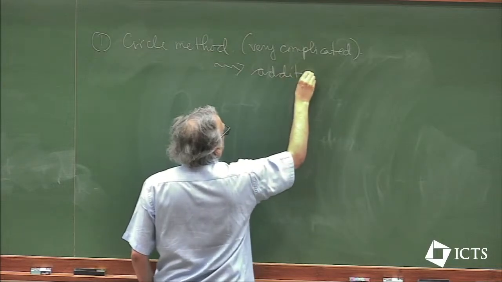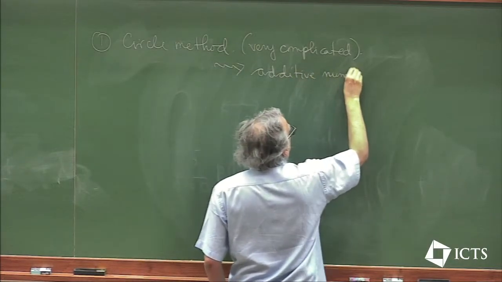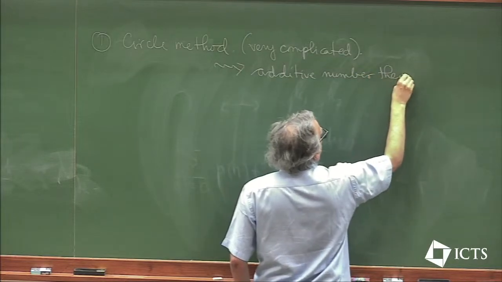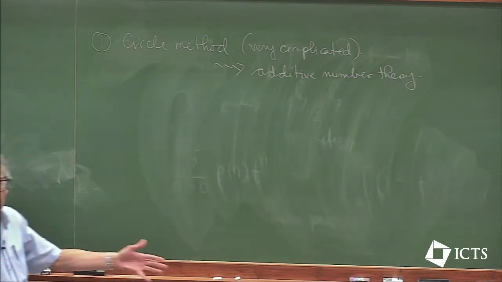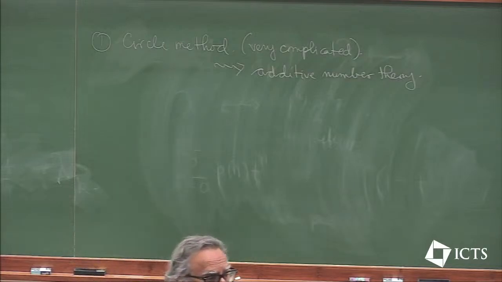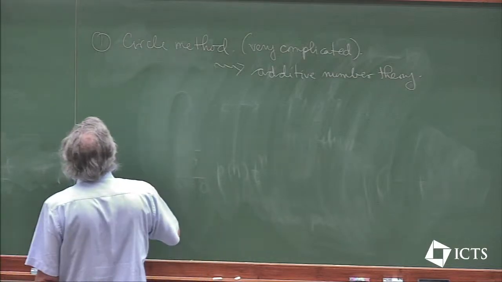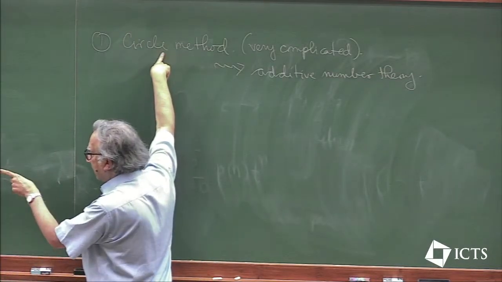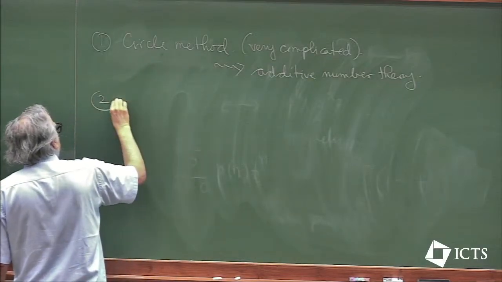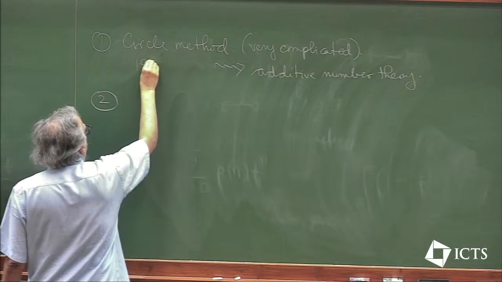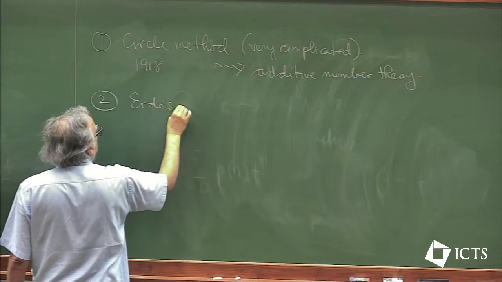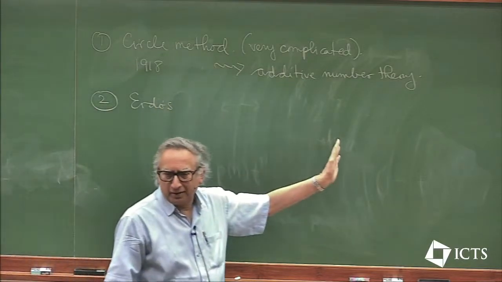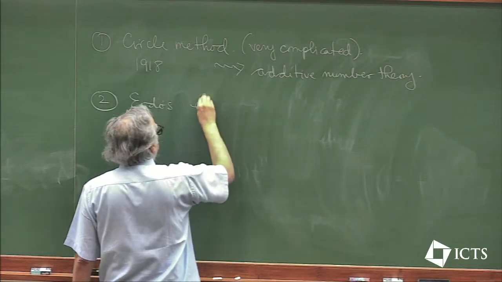So this method is very useful for solving questions in additive number theory like the Goldbach conjecture or twin primes or whatever things you have. So it's a very powerful method, but in my view, it's maybe not the best way to get this asymptotic formula. So this is 1918. The next development on this question, the master of elementary methods, Erdős's elementary method.